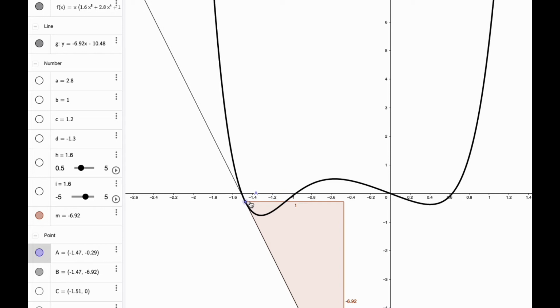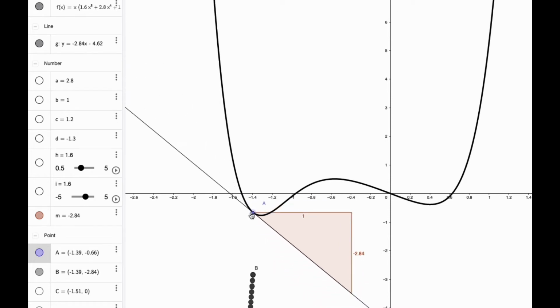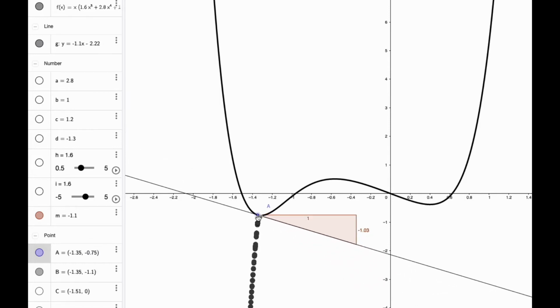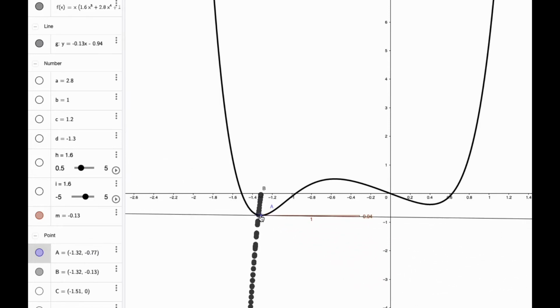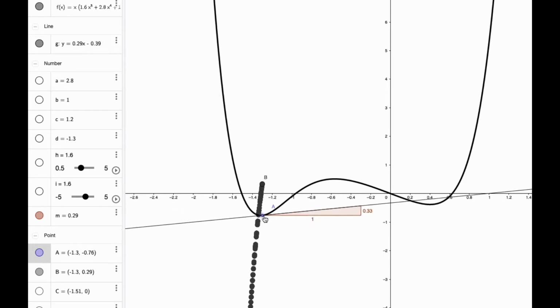As I move it along, I can see down here that the slope of this line is negative 6.92. This is b, so this is actually the value of the derivative. As I move around, you can start to see b is the value of the derivative. And at this point here, the derivative is 0. If you notice, that is where there is a minimum value, where the slope is 0. And all the slopes leading up to it were negative.